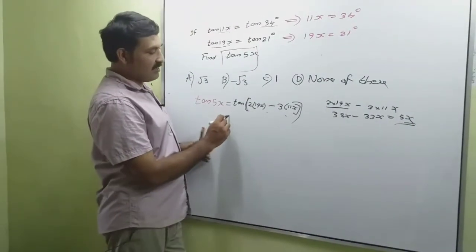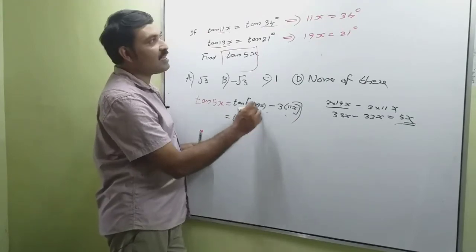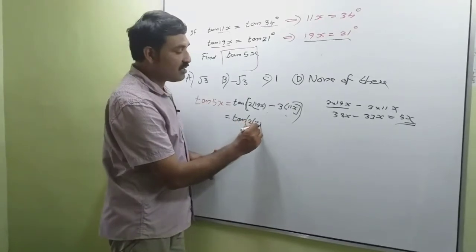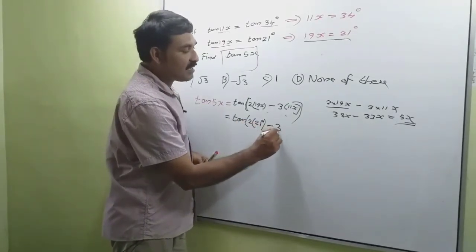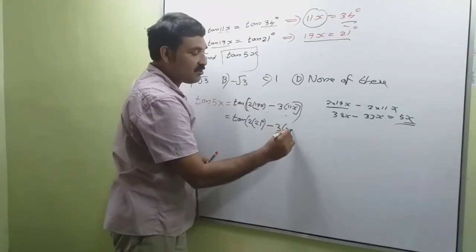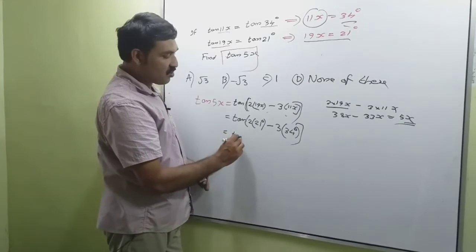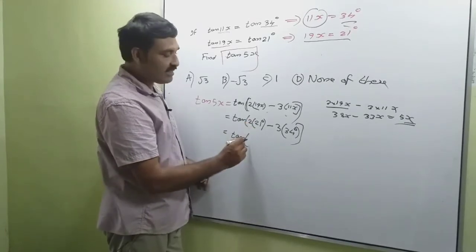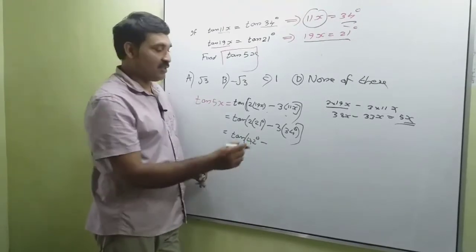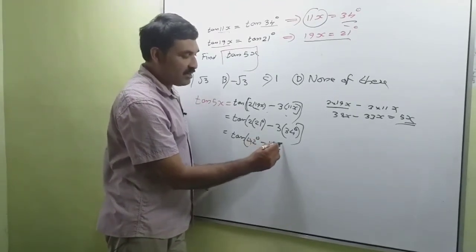Now I can write tan of 2 into 19x, which is 21 degree, that is 2 into 21 degree, minus 3 into 11x, which is 34 degree, 3 into 34 degree. Now this is equal to tangent of 2 into 21, that is 42 degree, minus 3 into 34, that is equal to 102 degree.